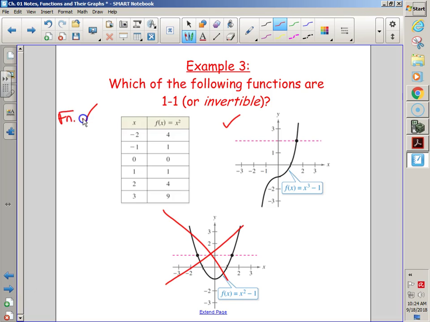Joe's saying, I think he can read this. It is an x squared, so it's going to fail. But if you look at the table, how can you tell it's going to fail? The 4 goes to more than one x, right? The 1 goes to more than one x. So if there's a y that maps to more than one x, that's going to fail being invertible. So invertible, or short way of saying one-to-one, nope, fails.